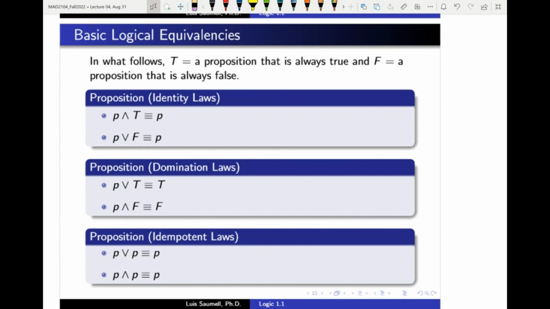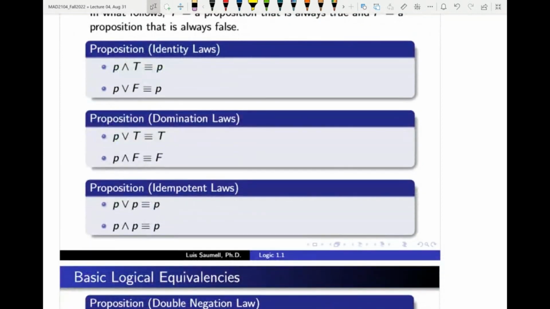Now, if instead of and you have an or, the one that is neutral is a contradiction. Because if it's an or statement and you have here something that's always false, the truth value of this or statement depends entirely on the other part. If this is true, the whole thing will be true. If this is false, the whole thing is false. So P or false is just P. These are called the identity laws. So similarly, we have the domination law.